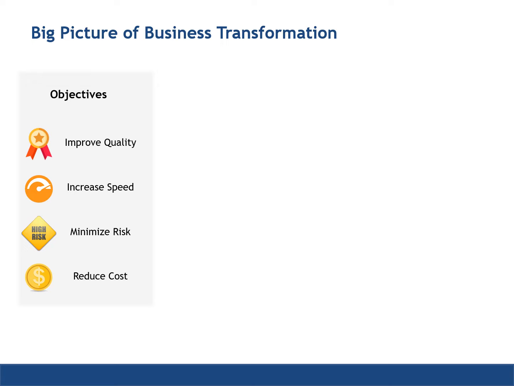First of all, let's talk about the big picture of business transformation. You typically hear about business objectives that organizations try to achieve, and they typically fall into the following objectives. One, they are trying to improve the quality of the service or the product they are selling or providing. They also try to increase the speed of how they deliver or produce so that the end customers would be happier with the faster results.